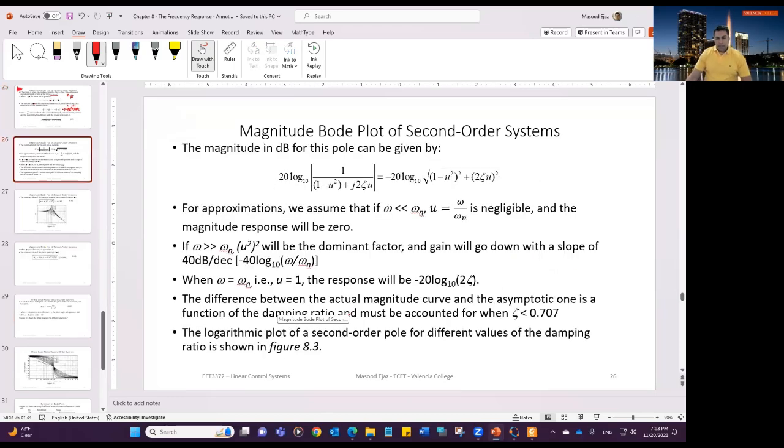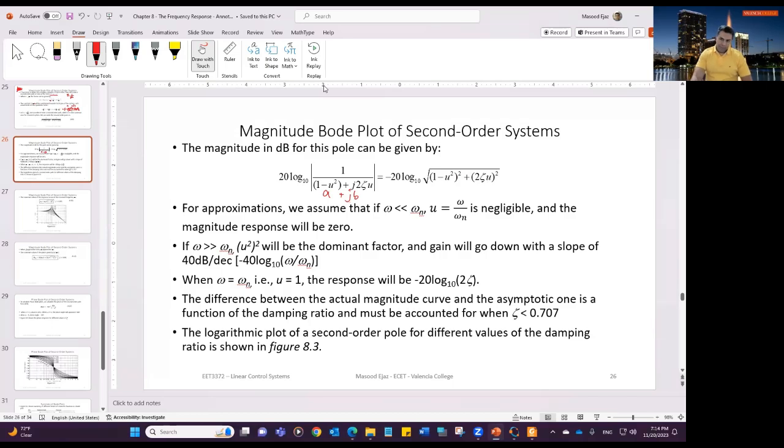And if we calculate the magnitude Bode plot, and if we assume this is a pole, that is, it's in the denominator, 1 minus u square plus j 2 zeta u, then for the magnitude Bode plot we're going to get negative 20 log 10 of the magnitude of this, which will be the square root of a square plus b square. So remember, this was a plus jb. Negative 20 log 10 of the square root of a square plus b square.